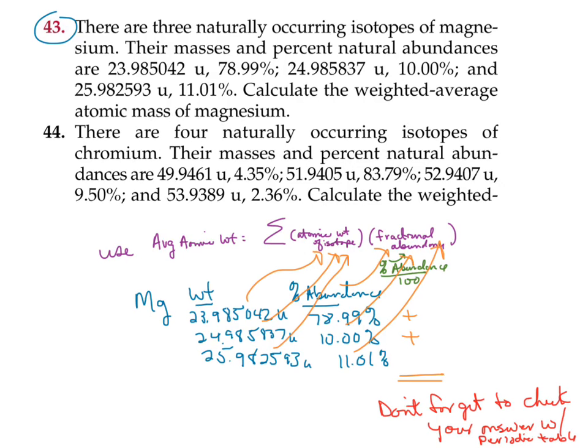So you're basically going to take the weight times the percent abundance divided by 100, plus this weight times this percent abundance divided by 100, plus, so you have 3 terms, the product of 3 terms added together. It says don't forget to check your answer with the periodic table. And 44 is very similar. If a student really wants to be a smart aleck, don't show your work, just go to the periodic table and write down the answer. That won't work. Any questions about that?